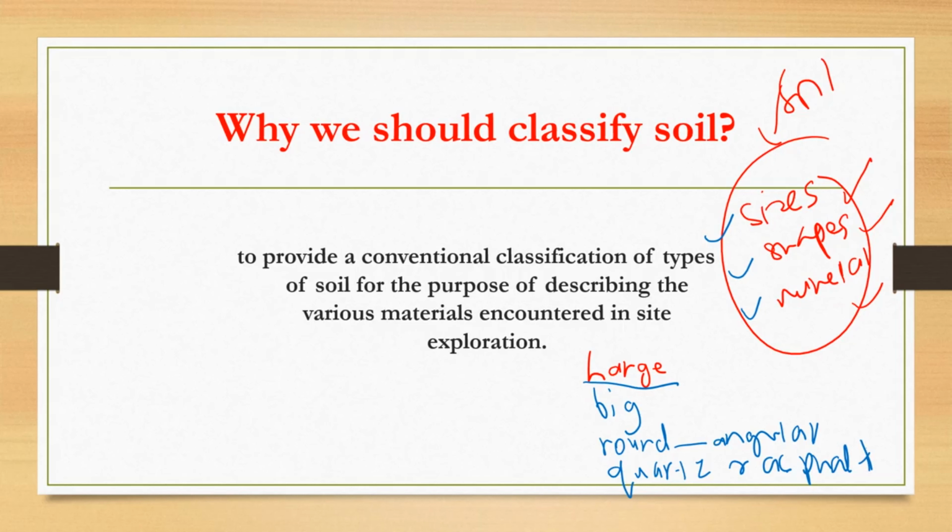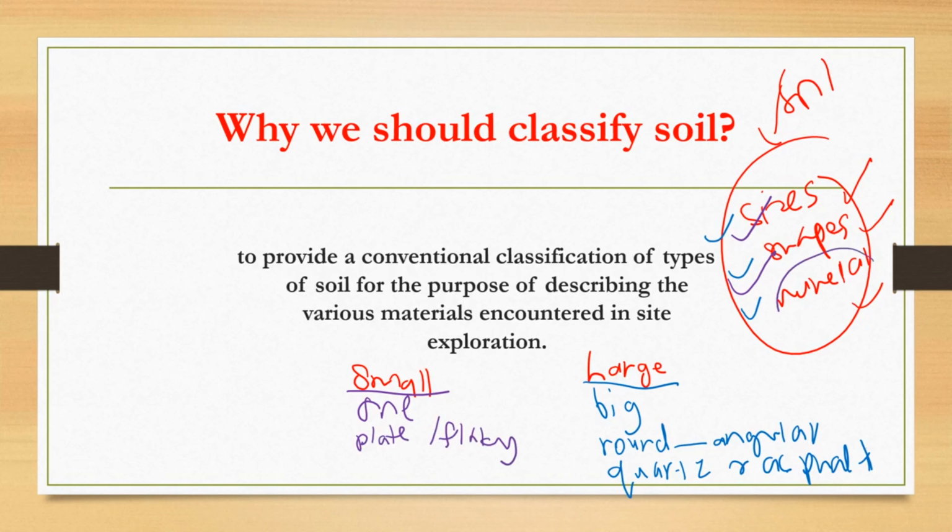Meanwhile, if you're talking about small particles, in terms of size, definitely small. So it means that it has fine grain sizes. In terms of shape, for small particles, it's plate-like or flaky. And if you're talking about minerals for small types of soil, it normally consists of silica and also alumina. So this is what I mean that each of these characteristics most likely will be related to each other.